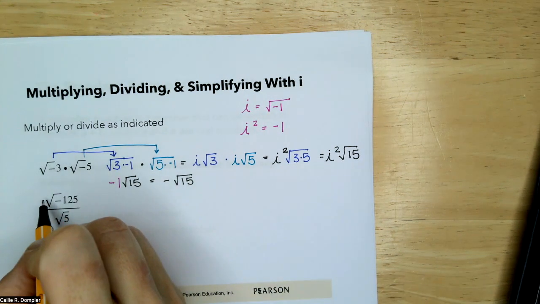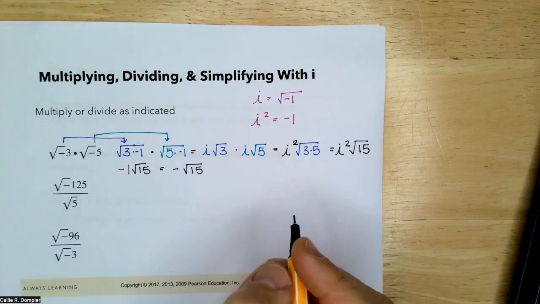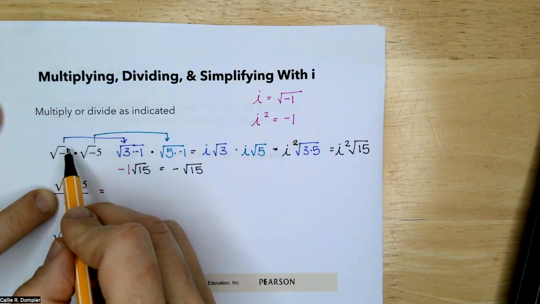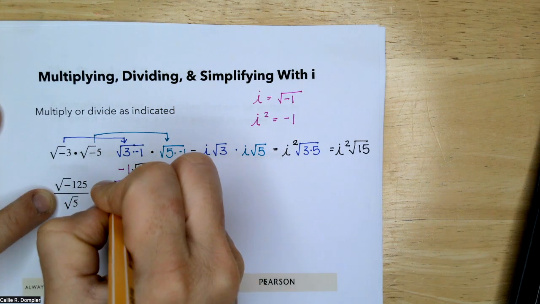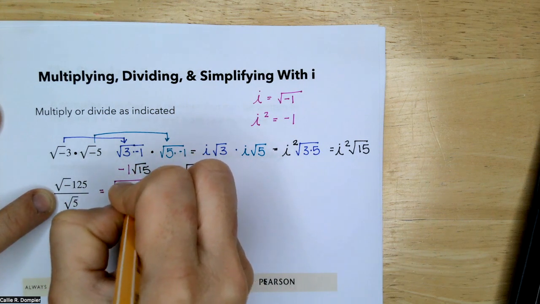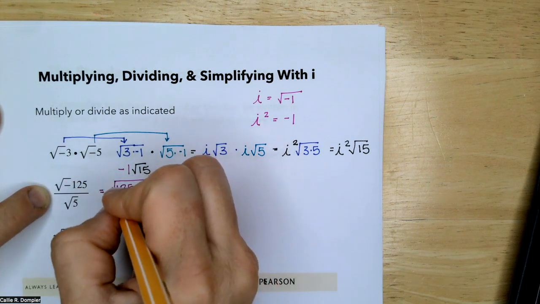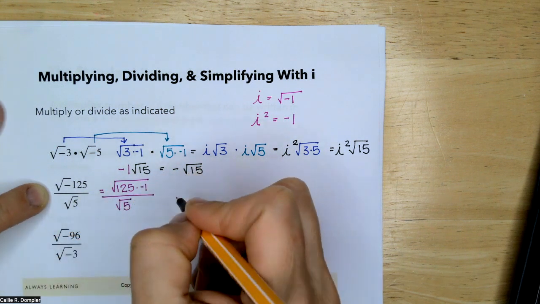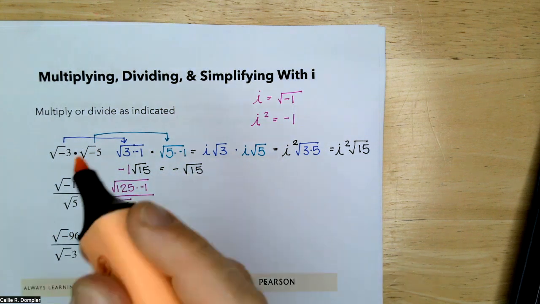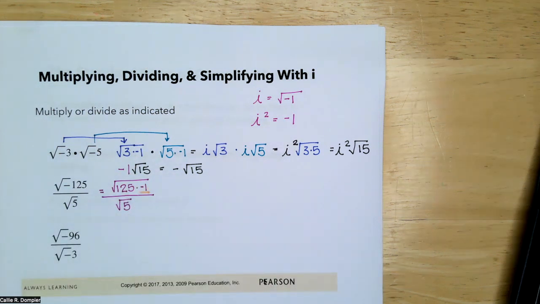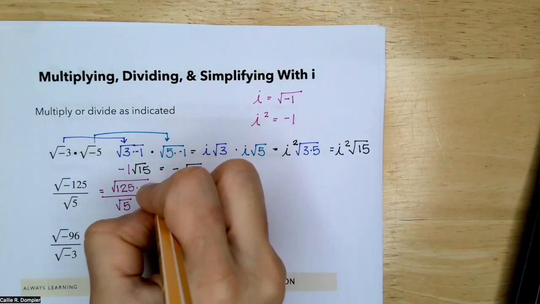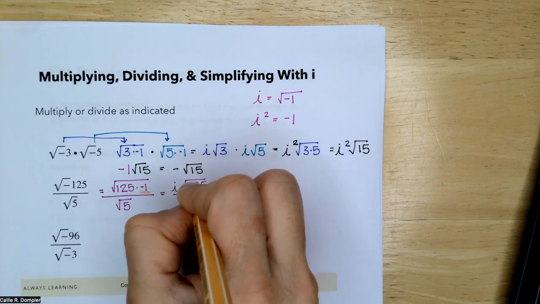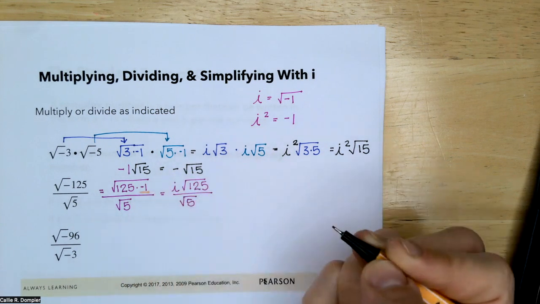All right, next we have the square root of negative 125 over the square root of 5. Let's use this color. Again, just like the square root of negative 3 became the square root of 3 times negative 1, we're going to call the square root of negative 125 the square root of 125 times negative 1. And under here, we're just going to keep it as the square root of 5. Okay, take out the square root of negative 1, call it i. So that is now i times the square root of 125 over the square root of 5.